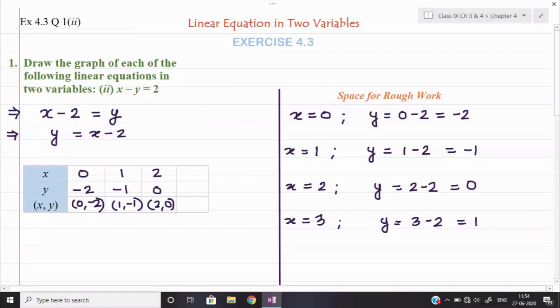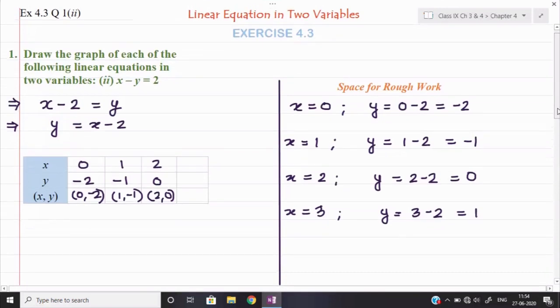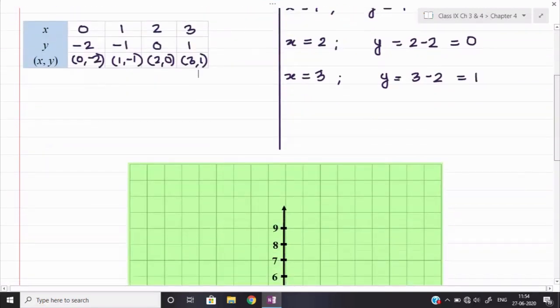So now let us see how we can plot it. Sorry, here I have not mentioned the fourth point coordinate. That we can mention first. This is 1, and we can say that the point will be 3 comma 1. Now the first point is 0 comma minus 2. So let us plot the first one.